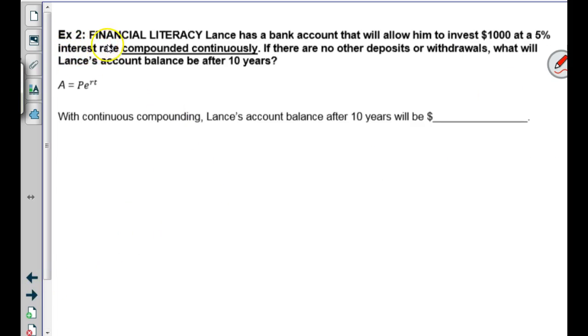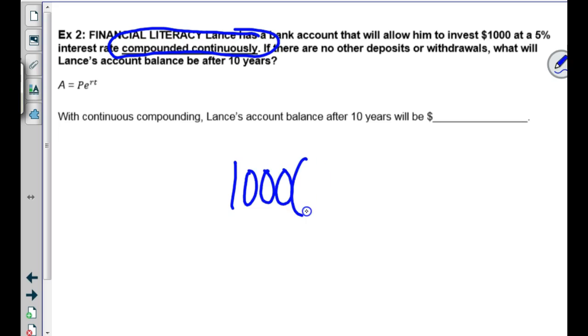Number 2 says financial literacy. Lance has a bank account that allows him to invest $1,000 at 5% compounded continuously if he leaves it there for 10 years. So we do have years this time. The information that was important here was continuously compounded. So our present value, or his starting value, the principal he put in the account, was 1,000. What goes in here? Instead of 1 plus 0.05, we're doing what?